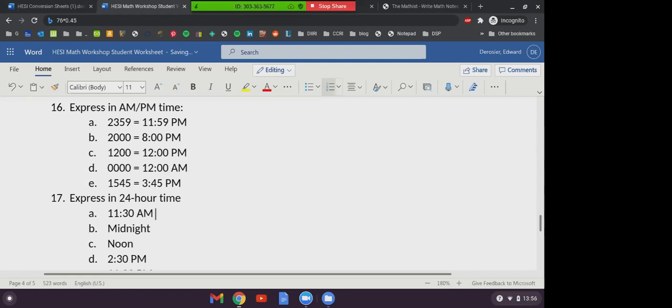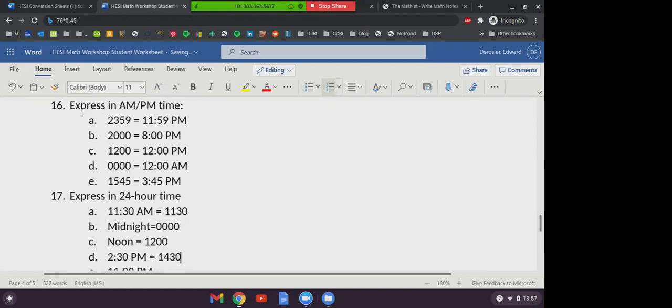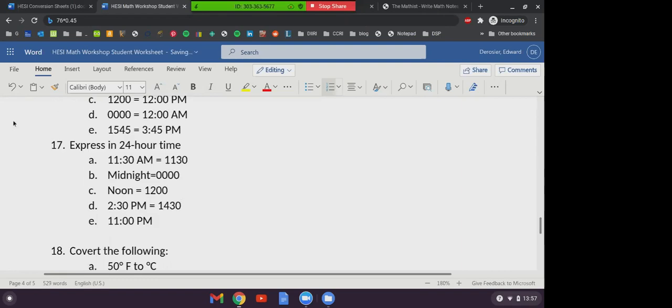Okay, so like this one, for example, is before noon. So that's just going to be 11:30. Midnight is going to be 00:00. Okay, that's when the day restarts, right? So it's at 0. Noon is 1200. 2:30 p.m. is 14:30, right? Adding 12 to the hours. And then 11 p.m. is 2300.